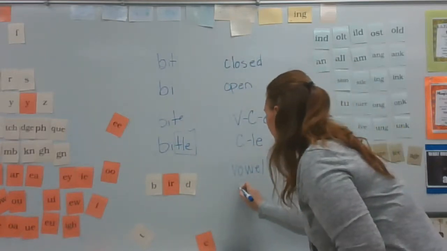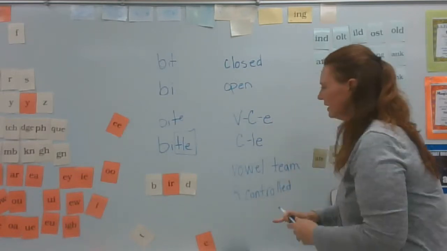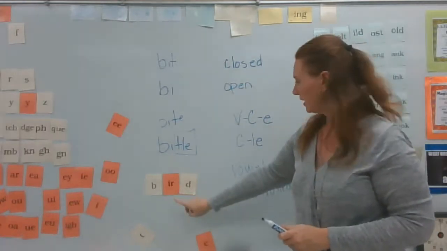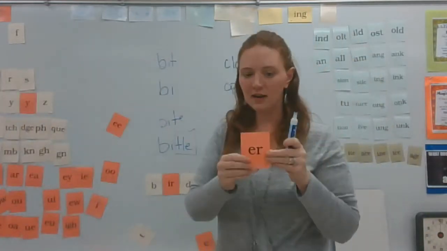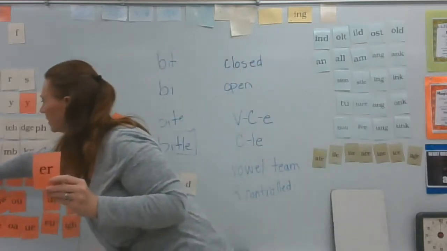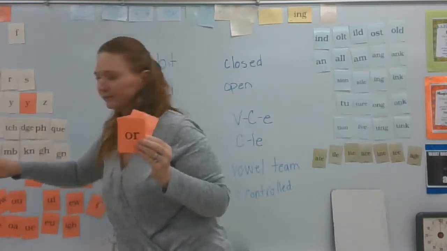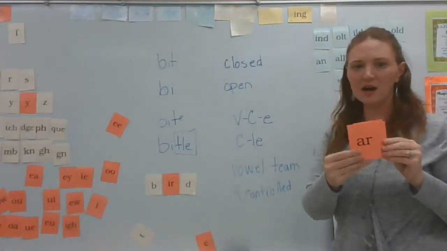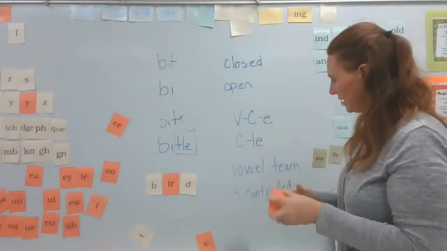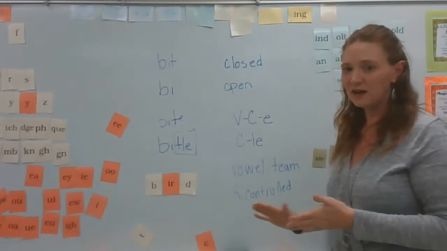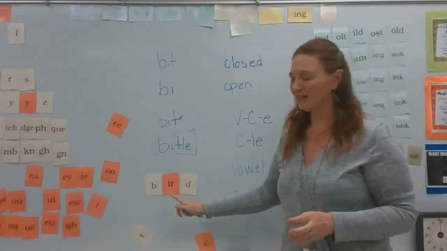An R-controlled syllable has a vowel that is controlled by the R. So you'll see this in IR, you'll see this in ER, UR, OR, AR. In any of these combinations of letters within a word, that will be an R-controlled syllable type. We give it its own syllable type because within the R-controlled, the vowel is not making an expected sound.